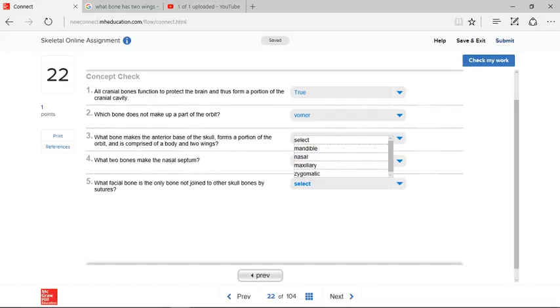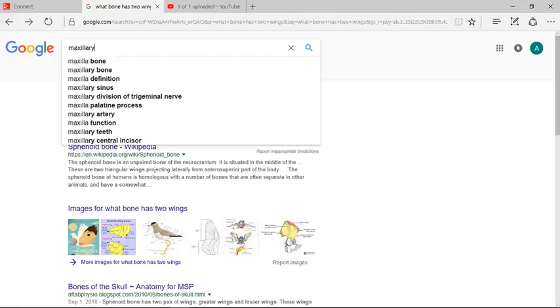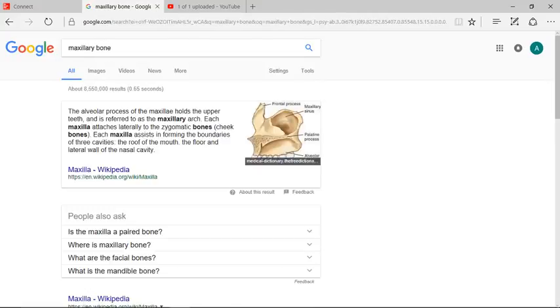okay. Nasal bone is obviously going to be joined by 2 bones, right? Maxillary, zygomatic, mandible. What's a maxillary? Maxillary bone. No. The alveolar process of the maxillae holds the upper teeth and is referred to as maxilla. Each attaches laterally to these. Okay. So that's not it.